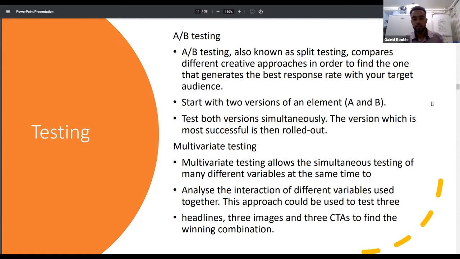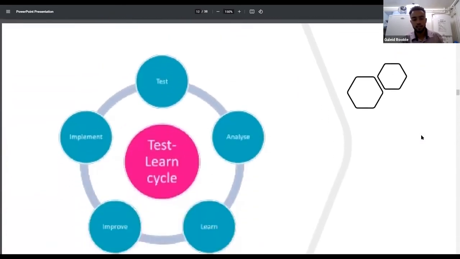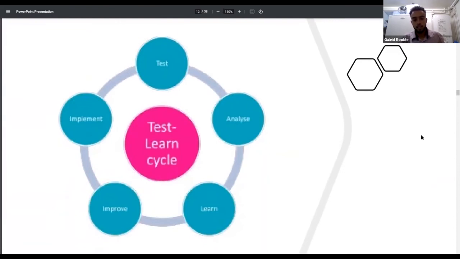Next slide, please, Ben. Okay, so this is another one. We call this one the test-learn cycle. The way it works, it's five different methods. So you do testing, you analyze, you learn from your analysis, you improve, and then you implement. Very straightforward. And if you follow this process, you'll be very systematic. It's a continuous circle of improvement.